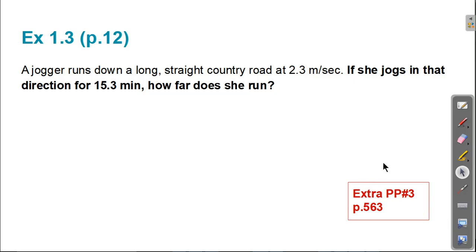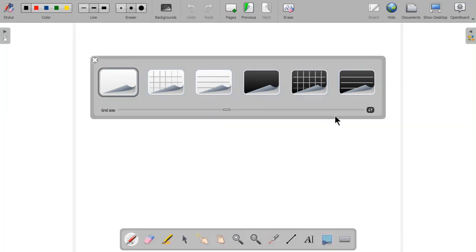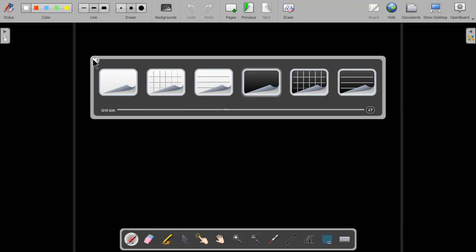So let's see. Whiteboard again. Let's close these. Okay, I don't want that. I want one of these boards. Why is it not going away?